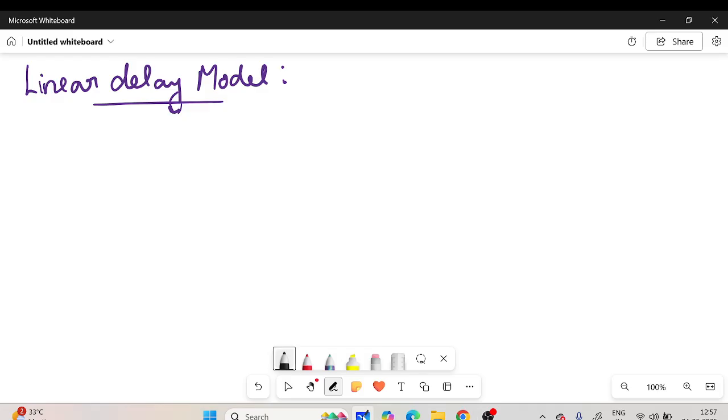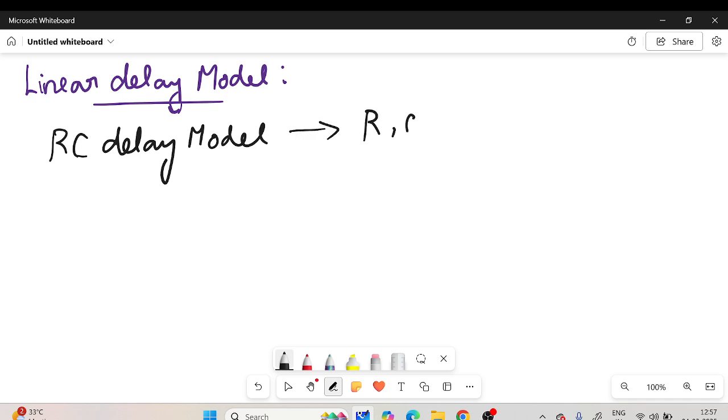Hi everyone. In today's class, we will see a topic named the linear delay model. In the previous class, we saw two different delay models for estimating the delay in a combinational circuit. One is an RC delay model, which employs a single R and C element for computing the delay, and the second method we saw in the previous classes is the Elmore delay model.